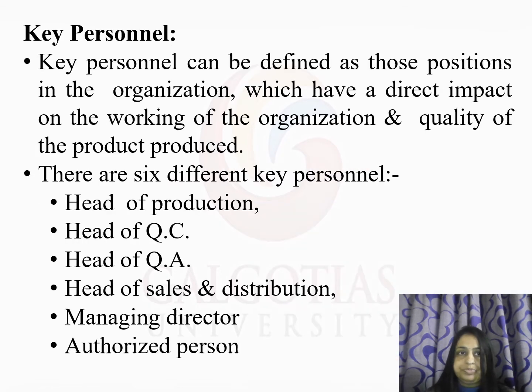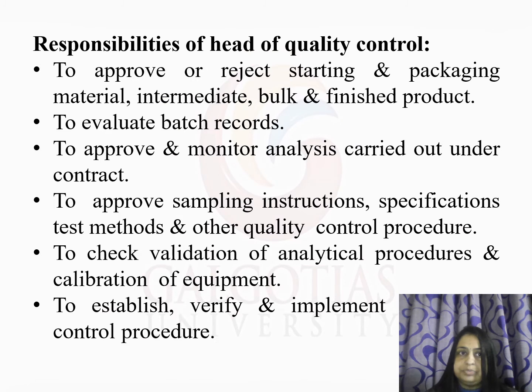Then key personnel can be defined as those positions in the organization which have a direct impact on the working of the organization and the quality of the product produced. If we talk about the pharmaceutical firm, then these 6 different key persons are present in the firm. First is head of production, head of quality control, head of quality assurance, head of sales and distribution, managing director and authorized person.